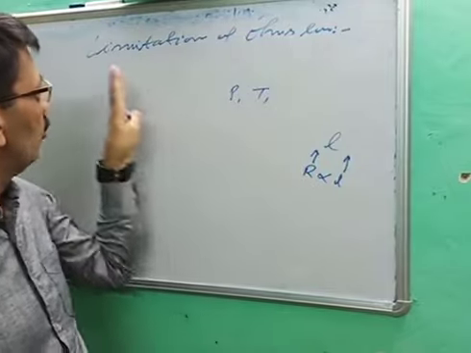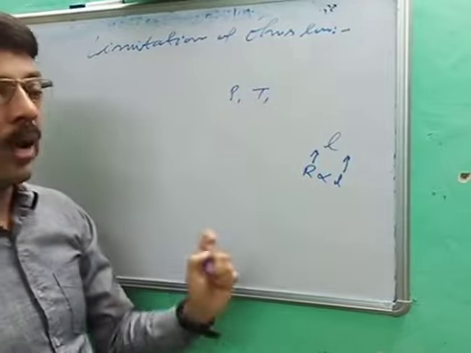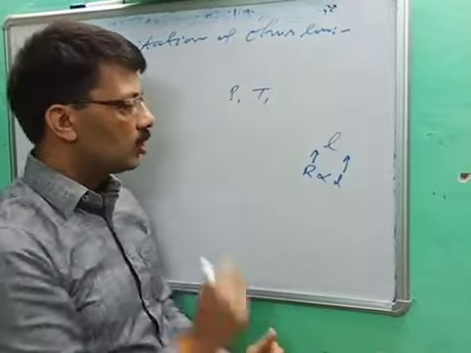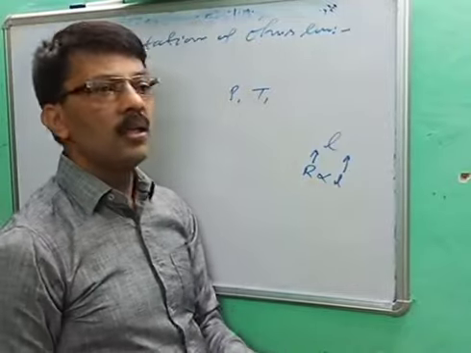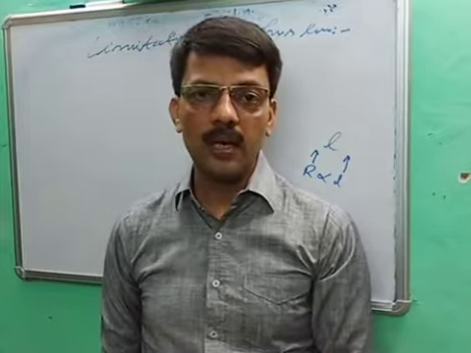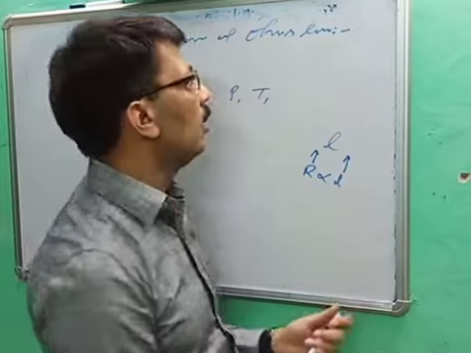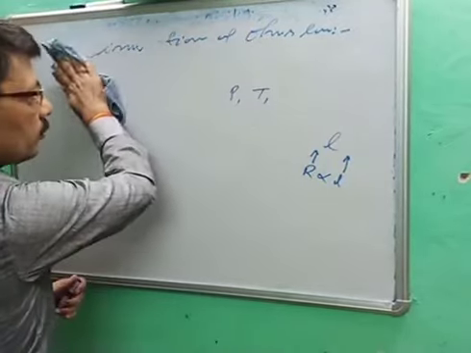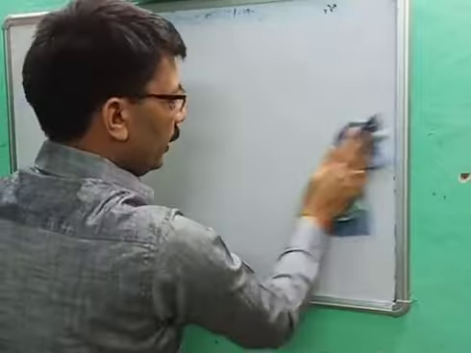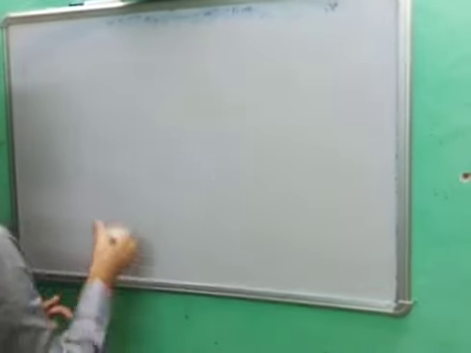So these are the basic limitations which you have to follow. Pressure and temperature should be constant, and there should be no strain in the wire. These are the limitations of Ohm's law. Okay. Next point, what are the failures of Ohm's law?